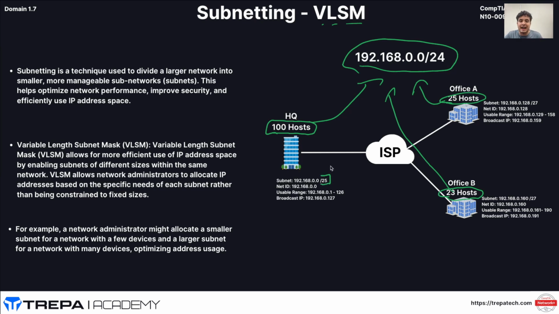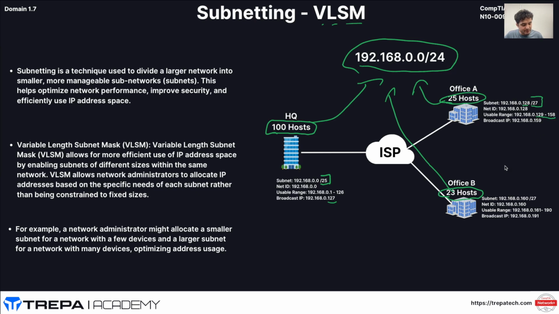So a /25 gives us this range of 126 usable IP addresses. So that's going to work for the HQ. And we're going to start subnetting from the biggest host requirement. Next, Office A, the next biggest host requirement, 25 hosts, a /27 works. So building where this network left off at 127, we're going to start our network ID at 128, give it a /27, which equals 32 IP addresses, 30 usable, which is going to fit that host requirement.